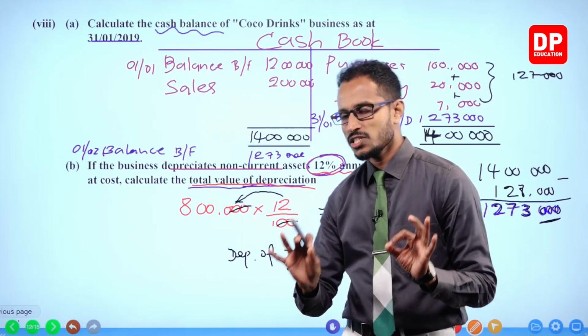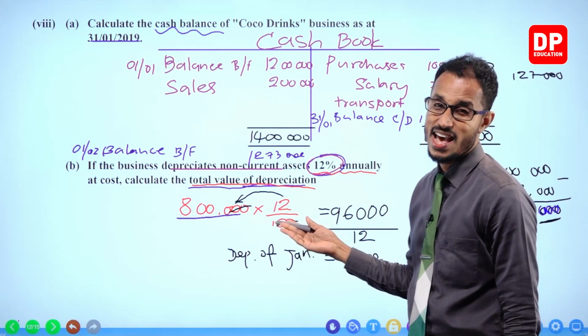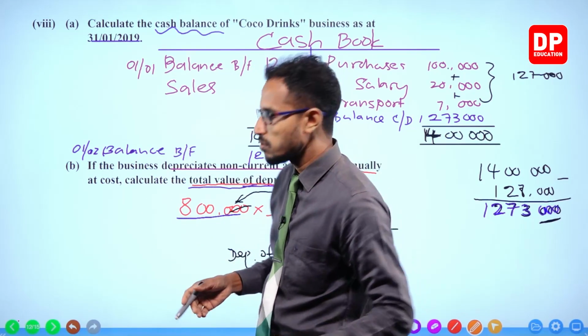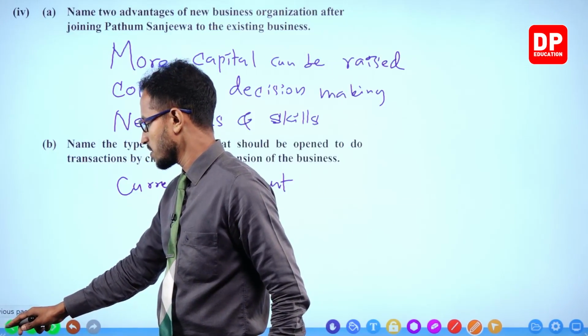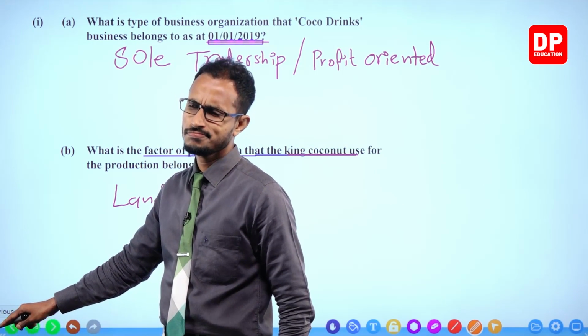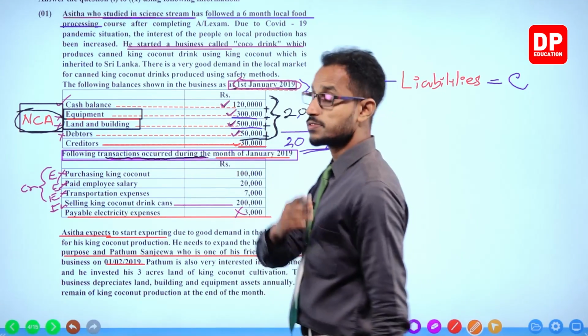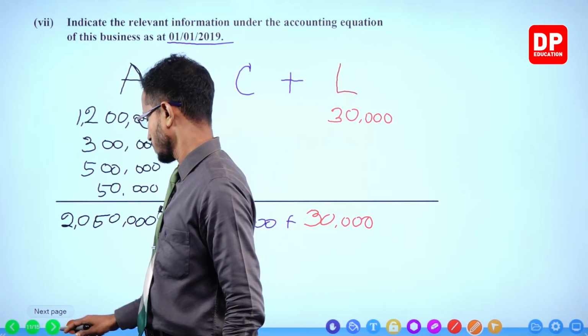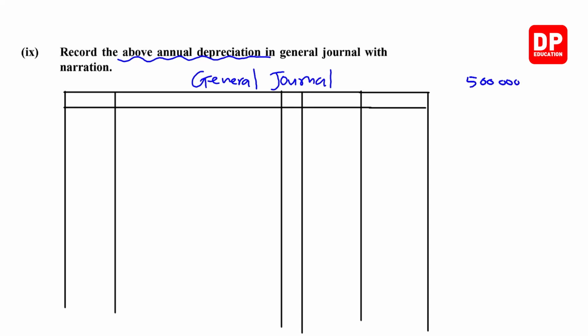We took the total value of assets, 800,000, and multiplied by the depreciation percentage. Now we have to take land and buildings and equipments separately. 500,000 and 300,000. As I can remember, 500,000 land and buildings, 300,000 equipments. So let's do the calculation here. 500,000 for land and buildings, 300,000 for equipments.